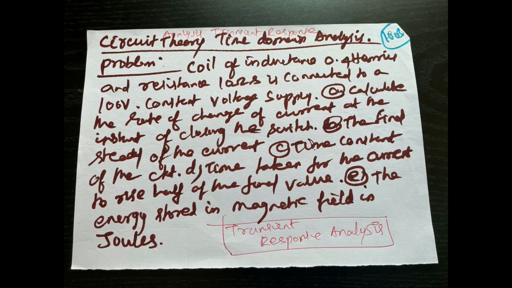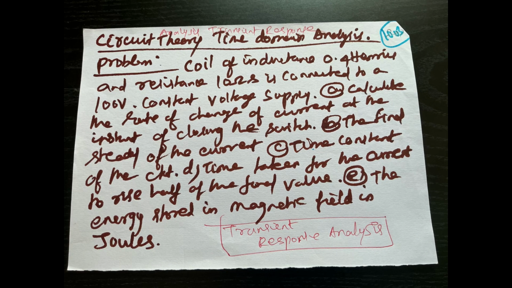Problem: A coil of inductance 0.4 henries and resistance 10 ohms is connected to a 100 volt constant voltage supply. A. Calculate the rate of change of current at the instant of closing the switch. B. The final steady state of the current. C. Time constant of the circuit. D. Time taken for the current to rise to half of the final value. E. The energy stored in the magnetic field in joules.